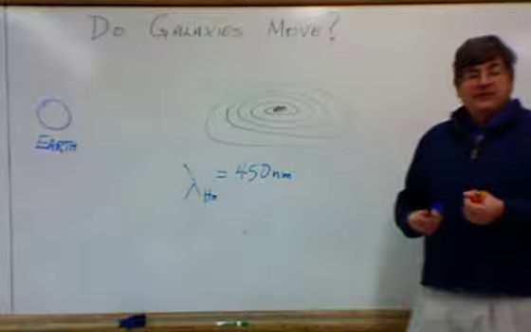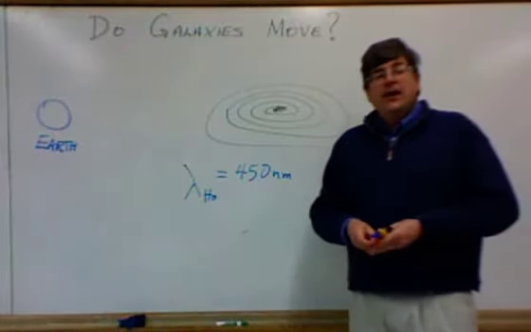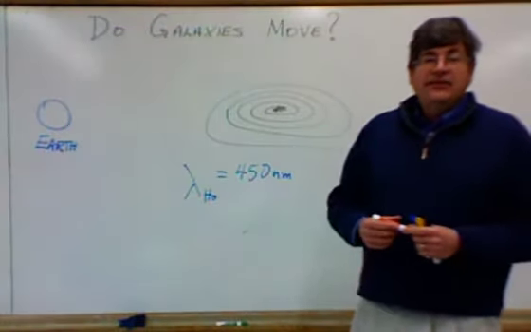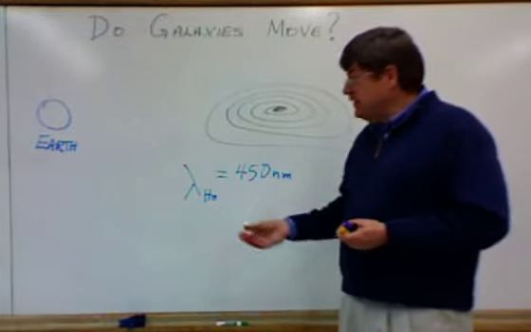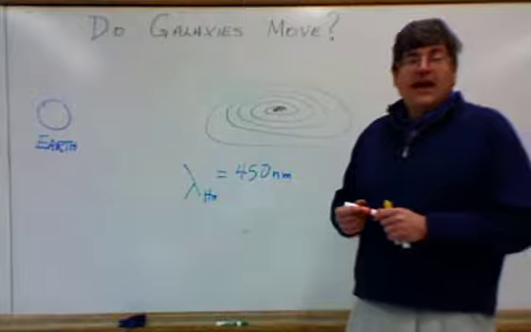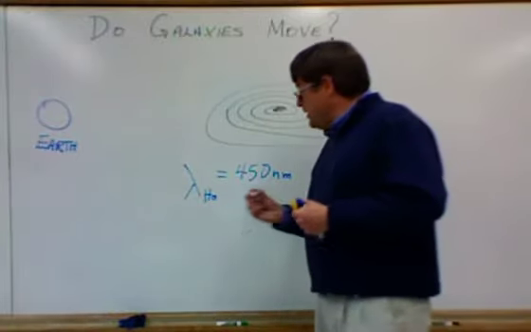What often happens is when the astronomer measures the light, he sees a shift in it, and it's no longer found at 450 nanometers, but it might be found at 498 nanometers.